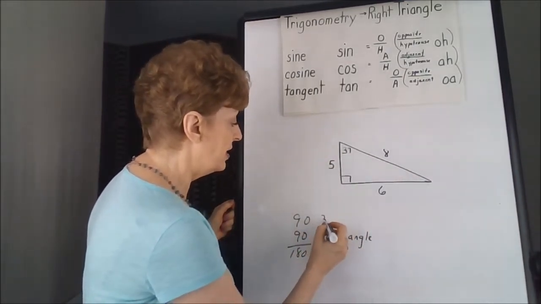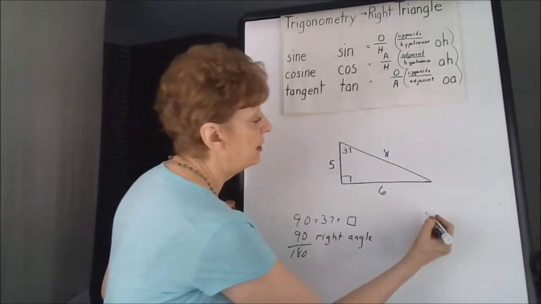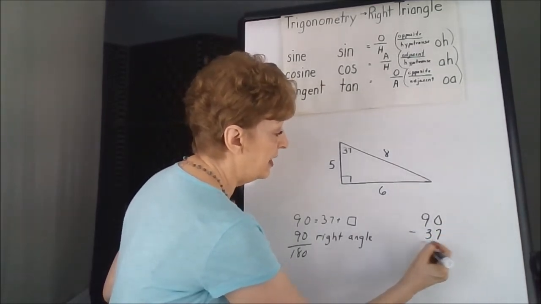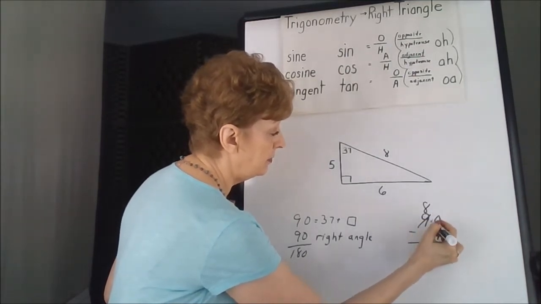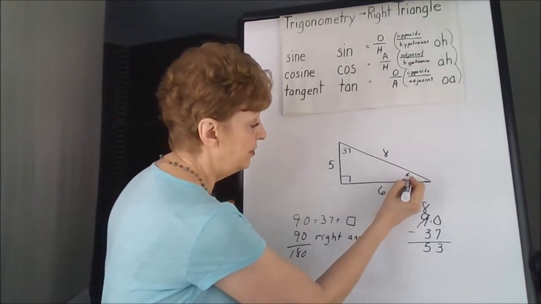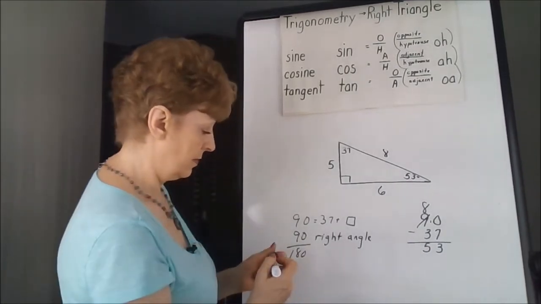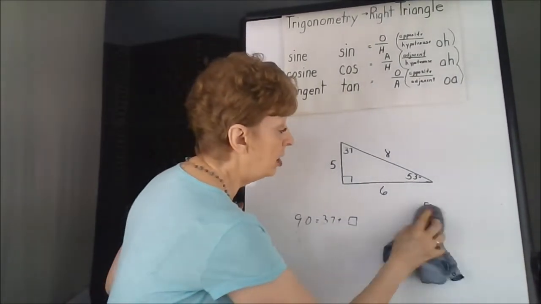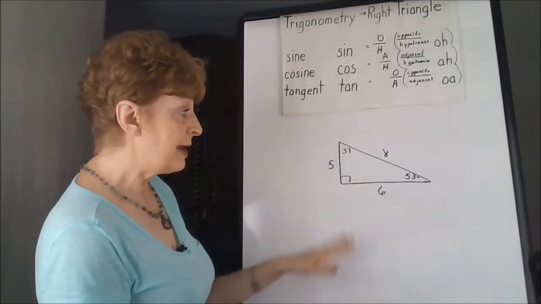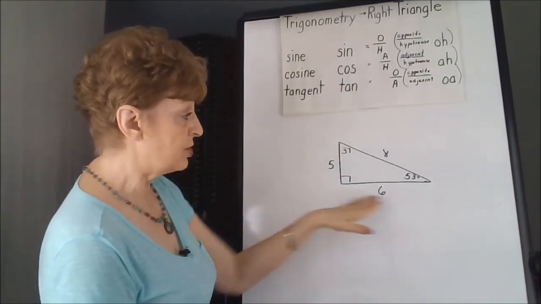So we would have 37 plus something else is equal to that 90. So let's find out what this angle measures. I'm going to subtract 37 from 90. And I find that this angle right here is 53 degrees. Okay, now all of our parts of this right triangle are marked. We can now work with our trigonometric functions depending on where we are within the triangle.